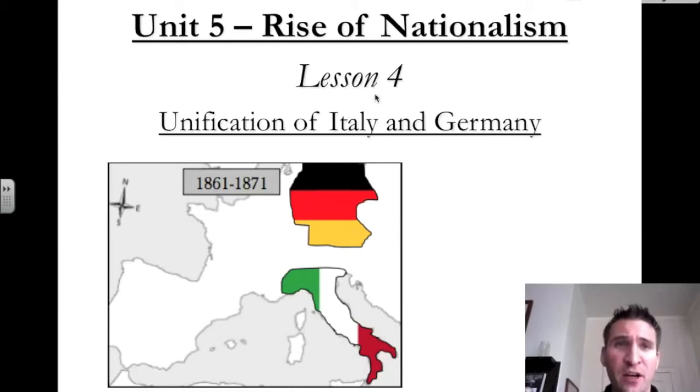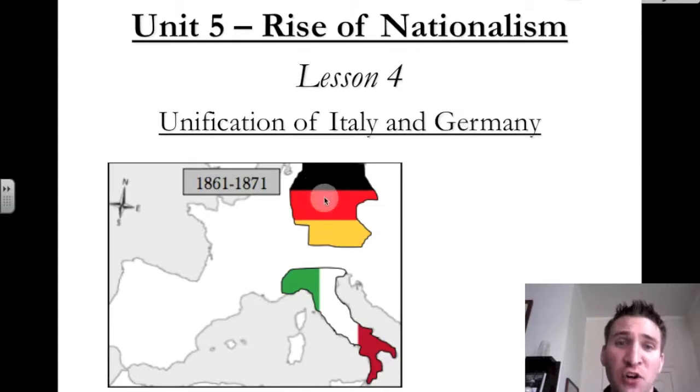We are continuing our study of Unit 5, the rise of nationalism and national pride, and we're going to focus on Lesson 4 today, which is the unification, the bringing together of two European countries, Italy and Germany. These were two of the last European countries to become singular nation states.